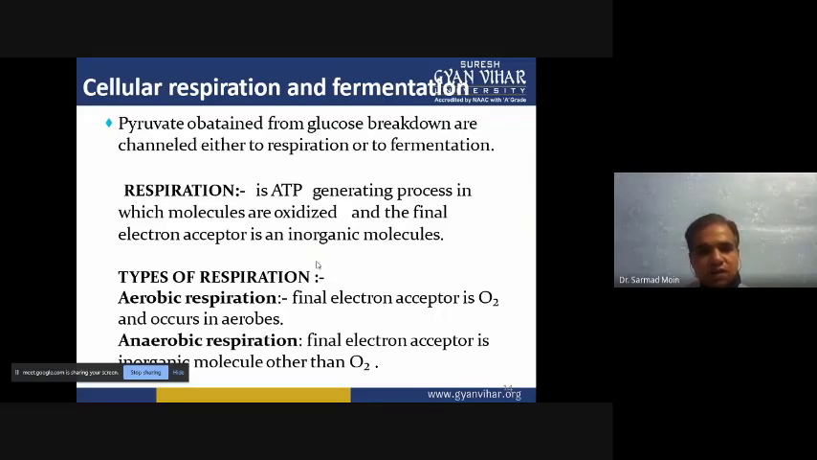So their final electron acceptor is an inorganic molecule. Oxygen is not required and they can grow without oxygen. The final electron acceptor is an inorganic molecule, not oxygen. That's why they are able to grow and develop in anaerobic conditions, because they can do anaerobic respiration.